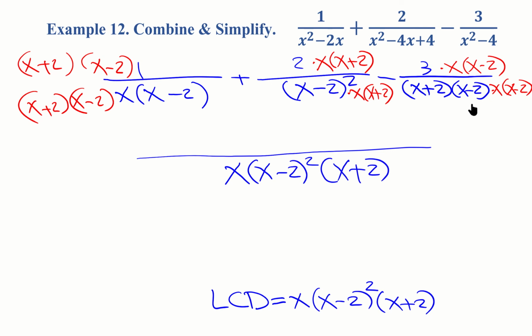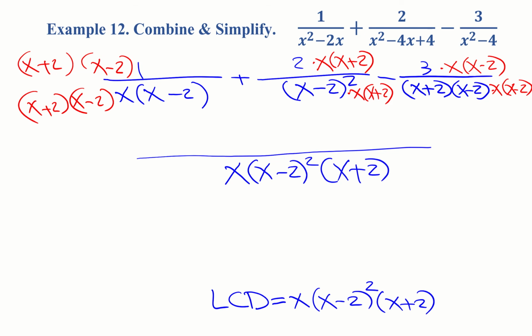All right, so now we notice that all fractions have this denominator. It may not look like it, but look, this is just x times x minus 2 squared times x plus 2, right? Look at this. That's x times x minus 2 squared times x plus 2, yes. And look at this one. That's x times x minus 2 squared times x plus 2. So they're all the same. Now we're going to combine the new numerators that have come about.